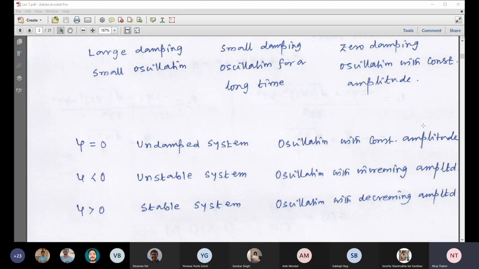Okay, that's it. So be prepared for the Monday exam, and the syllabus, as I told, excludes this second order system. First order system will be there. Any question?